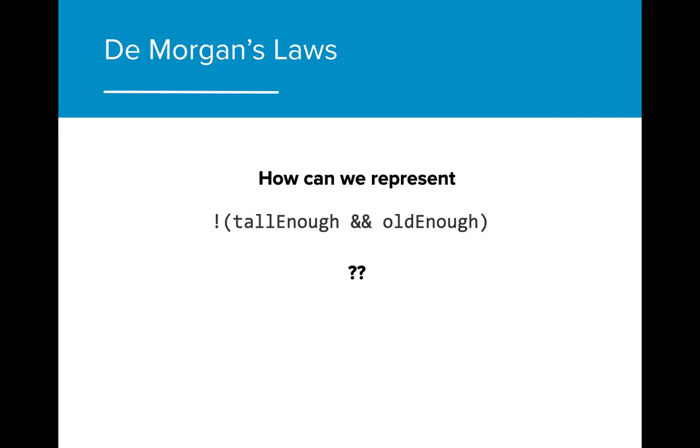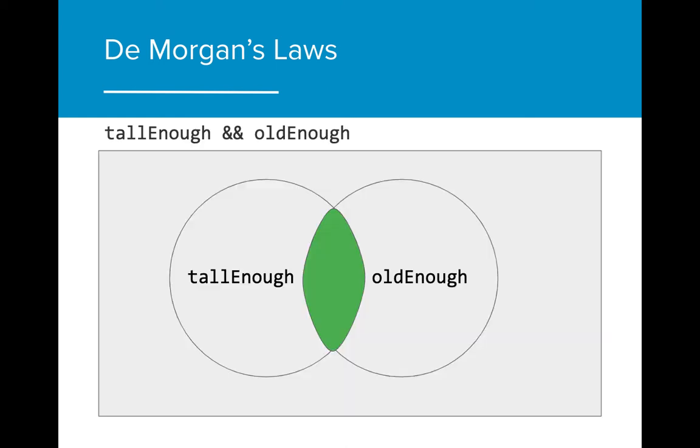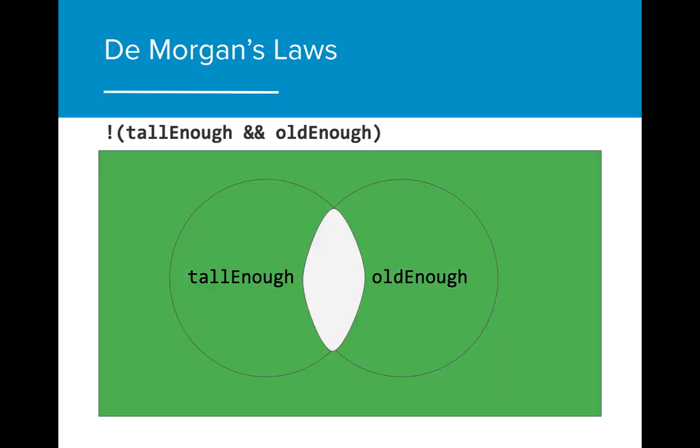How can we represent not (tall enough and old enough)? Remember, this is tall enough and old enough. Our goal is the opposite of this, or the negation of this. So everything that's green, we will make gray, and everything that's gray, we will make green. This is the opposite: all the people who are not (tall enough and old enough) to ride the ride.